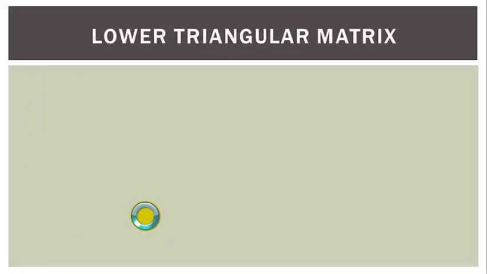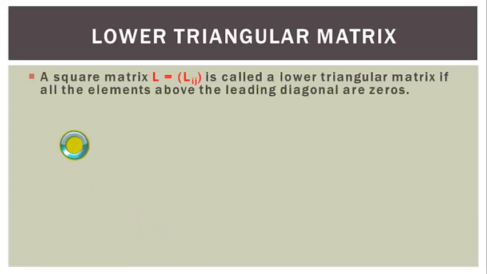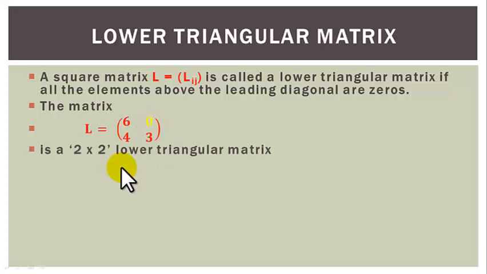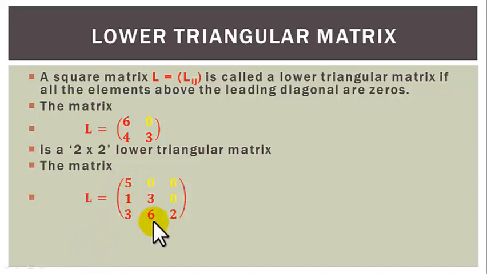Lower triangular matrix. A square matrix denoted by L equals (Lij) is called a lower triangular matrix if all the elements above the leading diagonal are zeros. This is an example of a lower triangular matrix. L equals [6 0; 4 3]. This is the leading diagonal. The element above it is 0. So this is a 2 by 2 lower triangular matrix. Also, this matrix is a 3 by 3 lower triangular matrix.